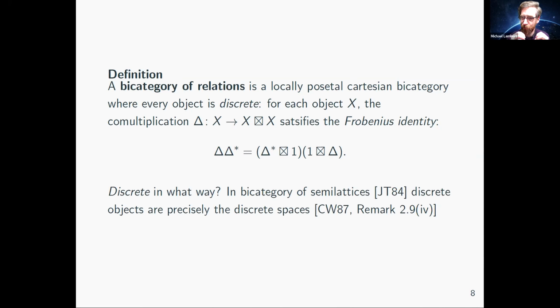And the reason that they chose this word is actually proved in the paper in a remark. It's not exactly in passing, but it's definitely there. So Joyal and Tierney wrote this paper on extending the Galois theory of Grothendieck, and they have this notion of a discrete space. And it turns out that in this bicategory of semilattices that they work with, the discrete objects in Carboni and Walters' sense are precisely the discrete objects in this bicategory of semilattices.